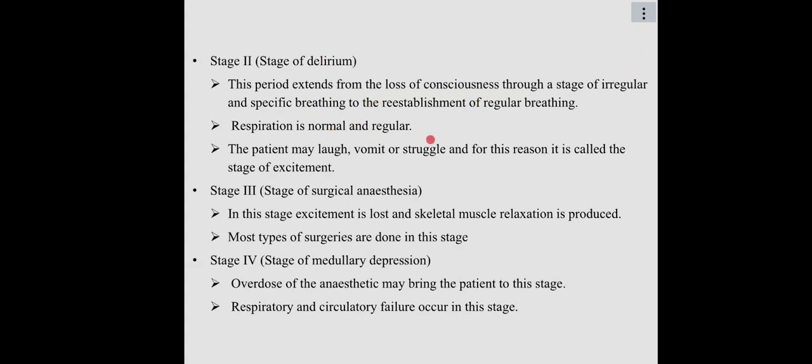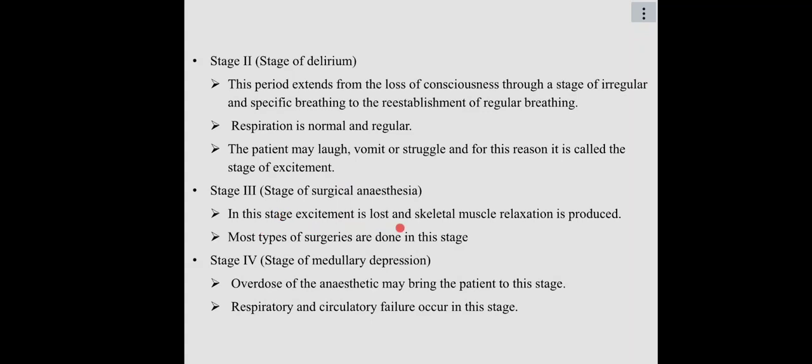The respiration is normal and regular. The patient may laugh, vomit, or struggle, and for this reason it's called the stage of excitement, and that's why we're calling it delirium. But finally, with the trained anesthetist, they will control all those symptoms, and the patient is stable. At that particular point, they are not yet completely stable for operation. They need to go slightly further, and we go to stage three, which is the stage of surgical anesthesia.